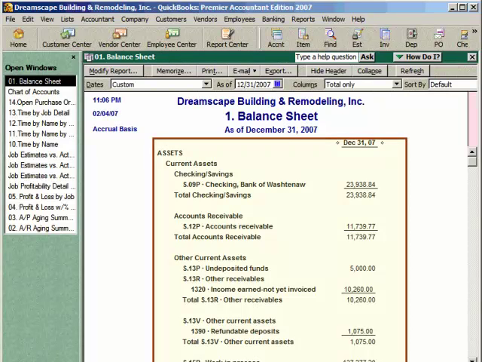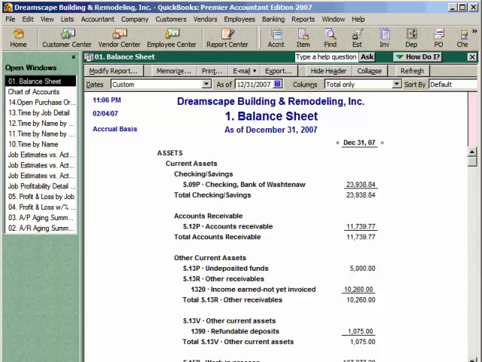The assets section of a balance sheet is basically organized in its presumed order of liquidity, or the order in which your assets can be converted into cash. So we start out with what's shown here as current assets. These are the assets that can be converted to cash in 1 year or less.